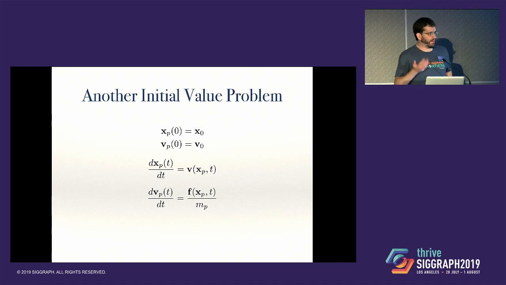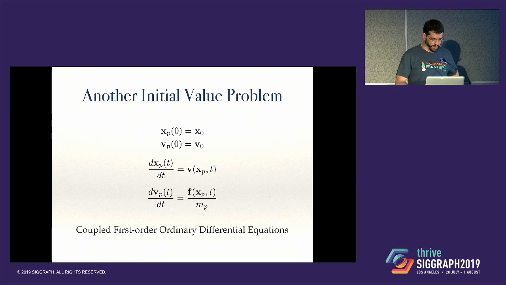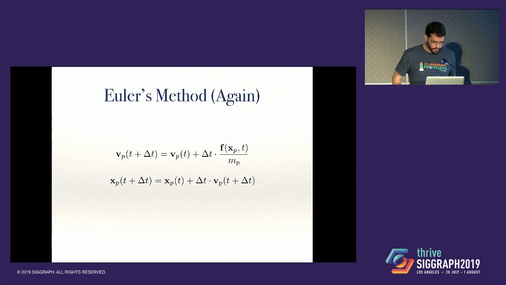We can recharacterize this same initial value problem by introducing the velocity. And so we specify initial positions and velocities for our particle. Then we have a derivative of the position with respect to time, and a derivative of the velocity with respect to time. These are first order derivatives, and so this is a coupled first order differential equation.